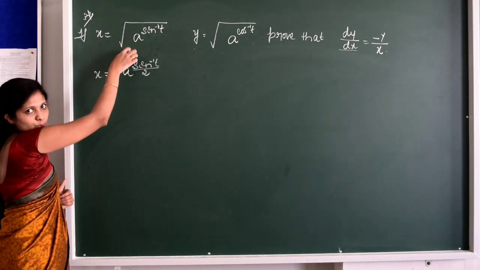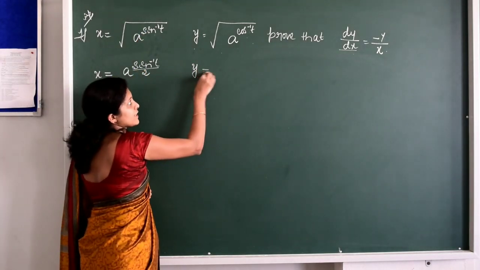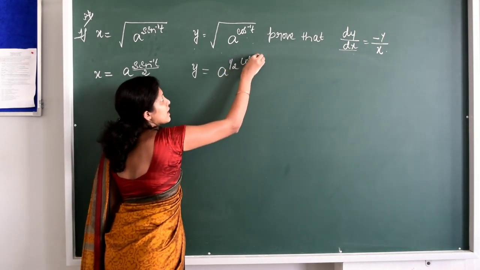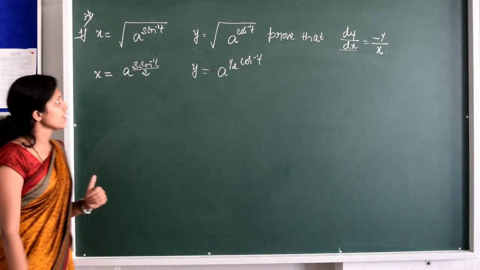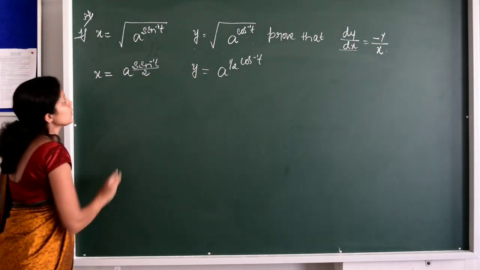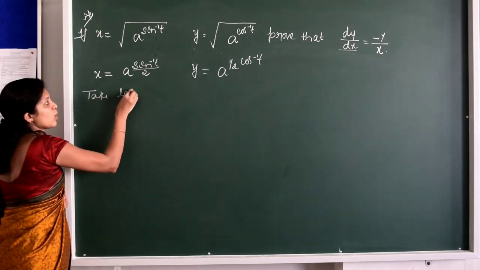Square root means it is 1 by 2. So x is a to the power 1 by 2 sin inverse t, and y we can write as a to the power 1 by 2 cos inverse t. Is it clear? Square root is there, so that can be written as sin inverse t by 2, that is cos inverse t by 2. Now we will take log on both sides.